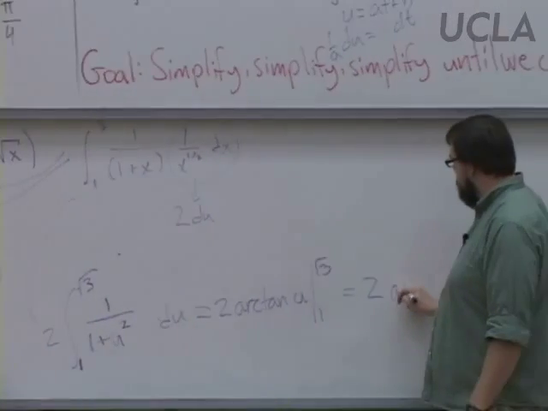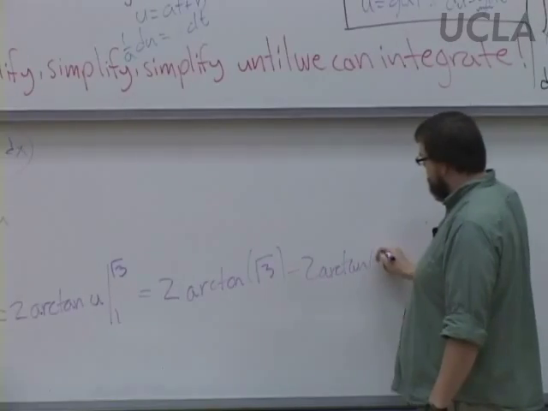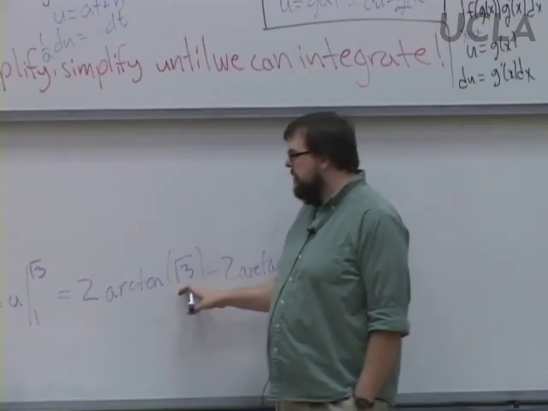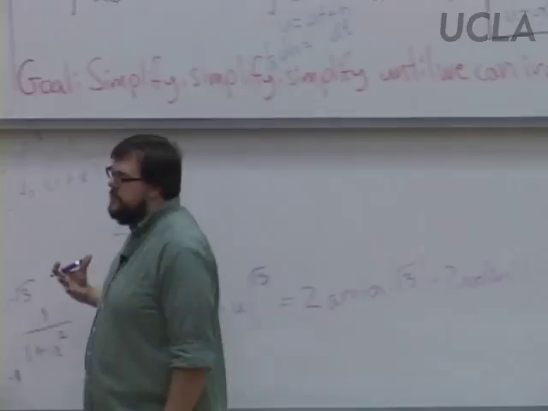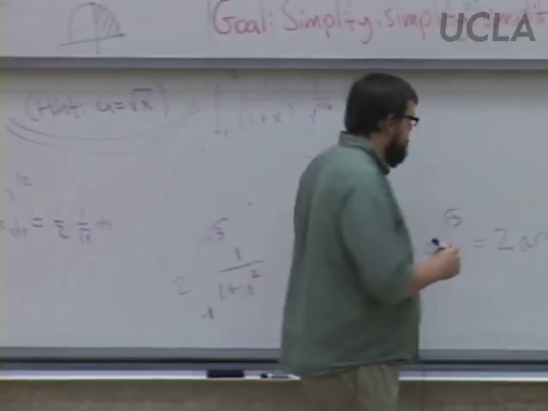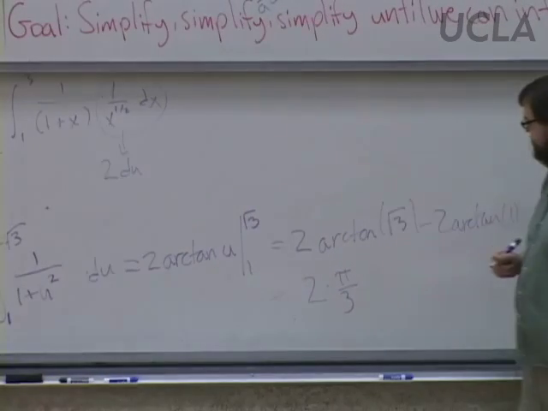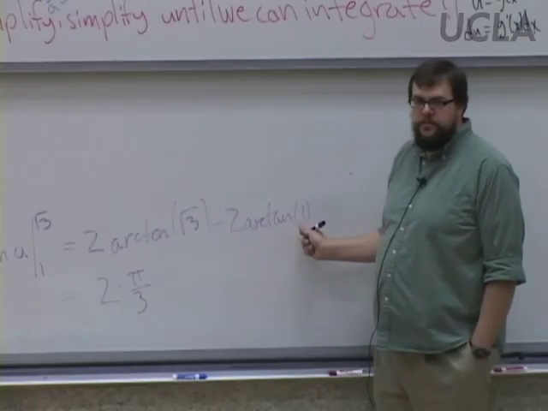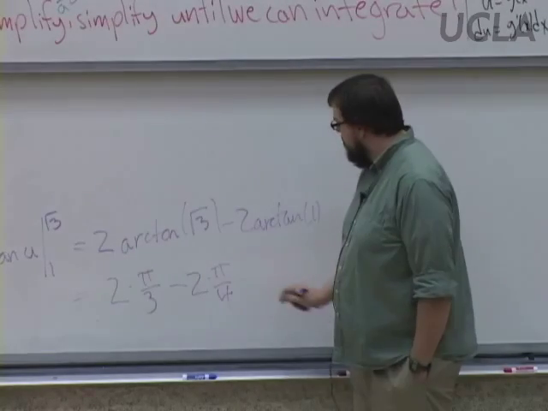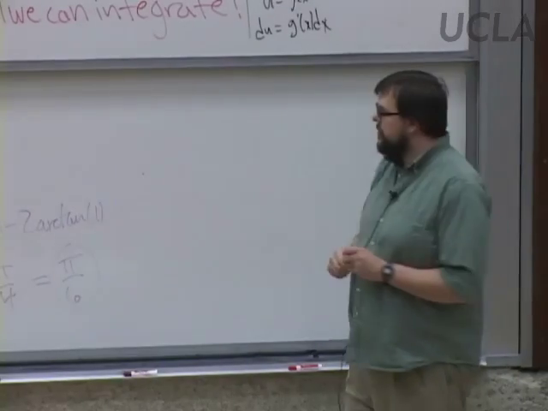So this is 2 arctangent of root 3 minus 2 times arctangent of 1. Now, we have to test our knowledge of trigonometry. Do we know what the arctangent of root 3 is? Another way of saying that is, do I know what angle, when I take the tangent of that angle, gives me square root of 3? In this case, we do know, yeah, it's pi over 3. What angle, when I take the tangent of it, gives me 1? That's arctangent of 1. Pi over 4. And if you simplify, we get our final answer, pi over 6. Okay. So there's an example. Let's do a few more.